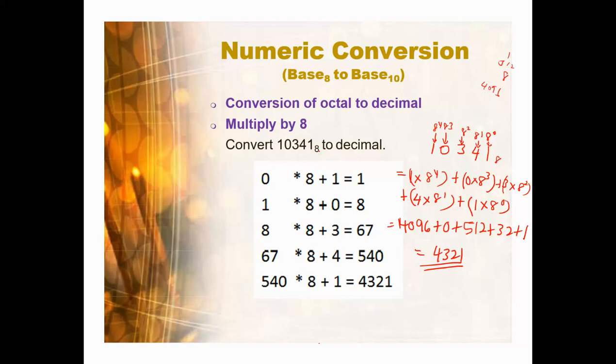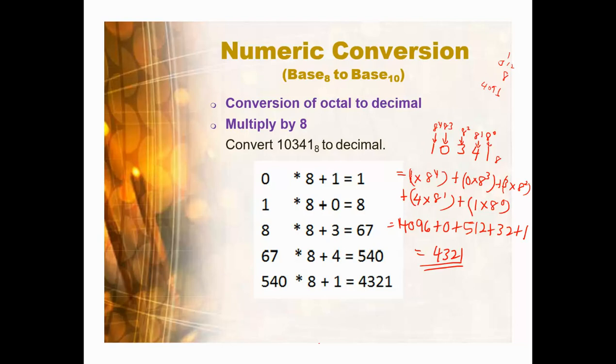So, 10341 base 8. This method may look complicated, but we use an easy way. Take 10341 base 8. From right to left, get the values. Get the value of the 8 from the base 8. So write 8 power of 0, 8 power of 1, 8 power of 2, 8 power of 3, 8 power of 4 and onwards. As long as there are numbers, keep putting them. In this case, it goes up to 8 power of 4.